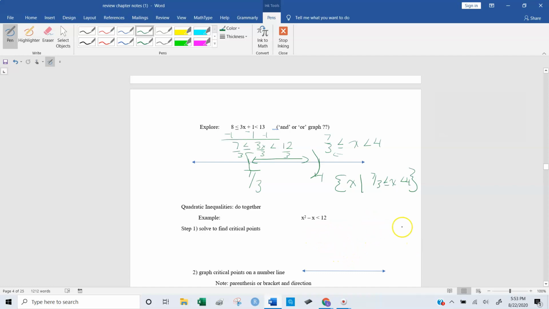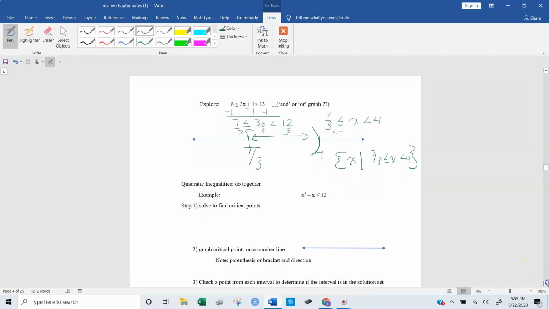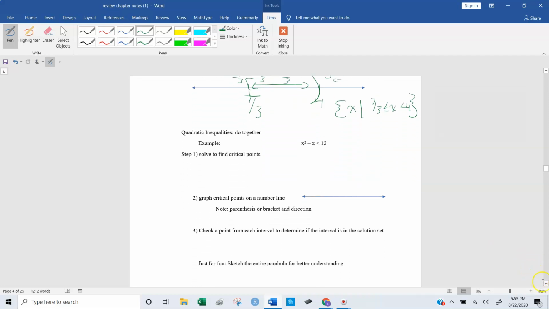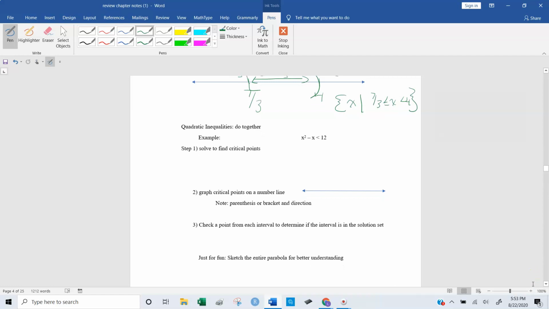All right, now let's look at this x squared minus x plus 12. So now we're into quadratics because we've got that x squared there. In order to solve that, do you remember what to do? I'm hoping so. You've got to set it equal to 0, right?